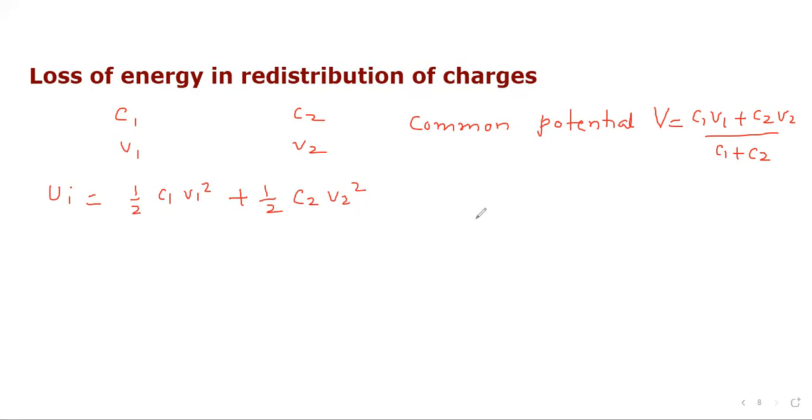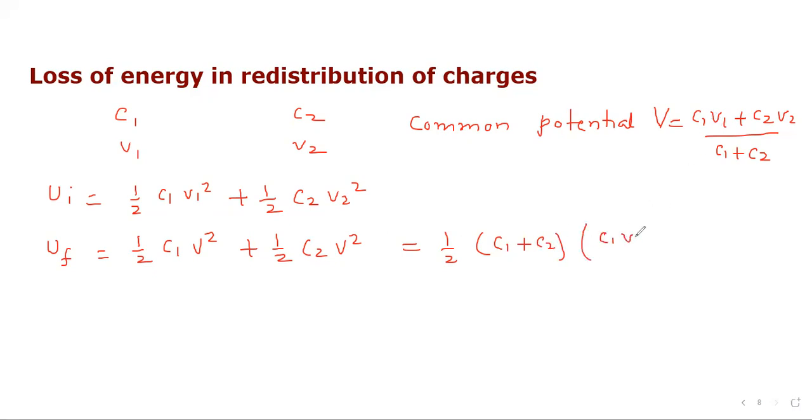When they are connected in parallel, they will have a common potential. So in that case, the final energy U final will be half C1 V square plus half C2 V square, or we can write it as 1 by 2 (C1 plus C2) times V square, and V is equal to this much. So (C1 V1 plus C2 V2) divided by (C1 plus C2), whole square. Now we have to check whether there is energy loss or not. So for this, we find the difference of Ui and Uf. If it is positive, then we say that energy loss has taken place.